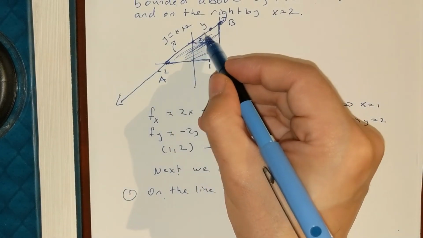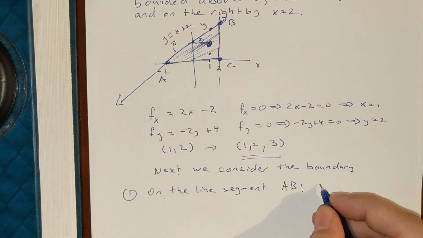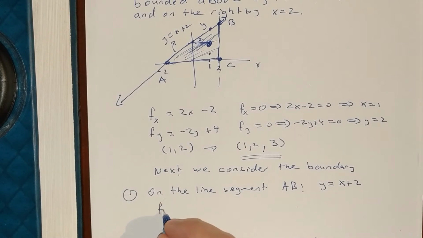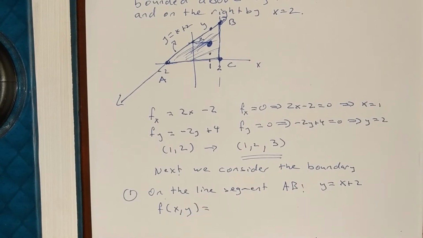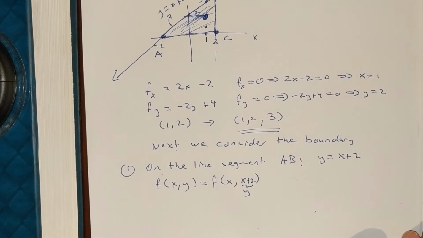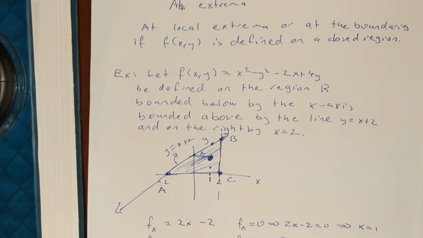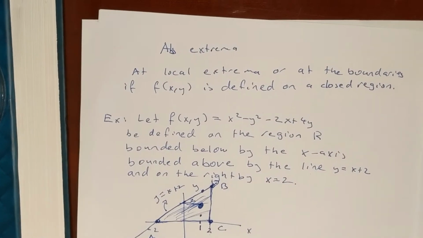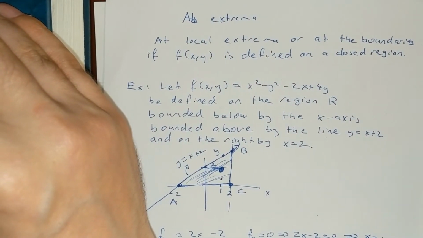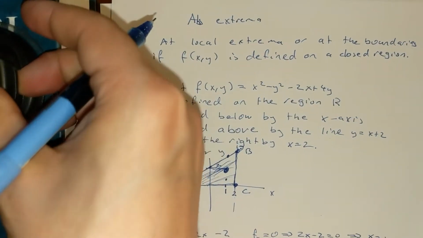We're on this line segment AB, which means here we have y equals x plus 2. So that means f of (x, y) is going to turn into f of (x, x plus 2). Wherever I see a y, I'm going to plug in x plus 2. But what was the formula for f? It was x squared minus y squared minus 2x plus 4y.